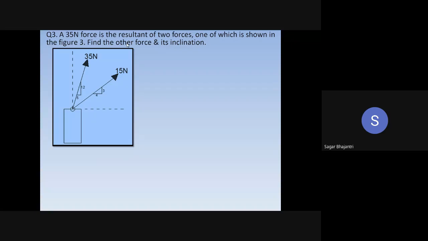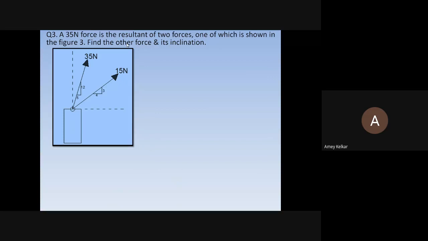Sir, R equal to 35 Newton. Okay, the resultant. Resultant, okay, and what do we have to find? F2, sir. F2 and? Theta 2, correct. See there, the statement, okay, thank you, Sagar.